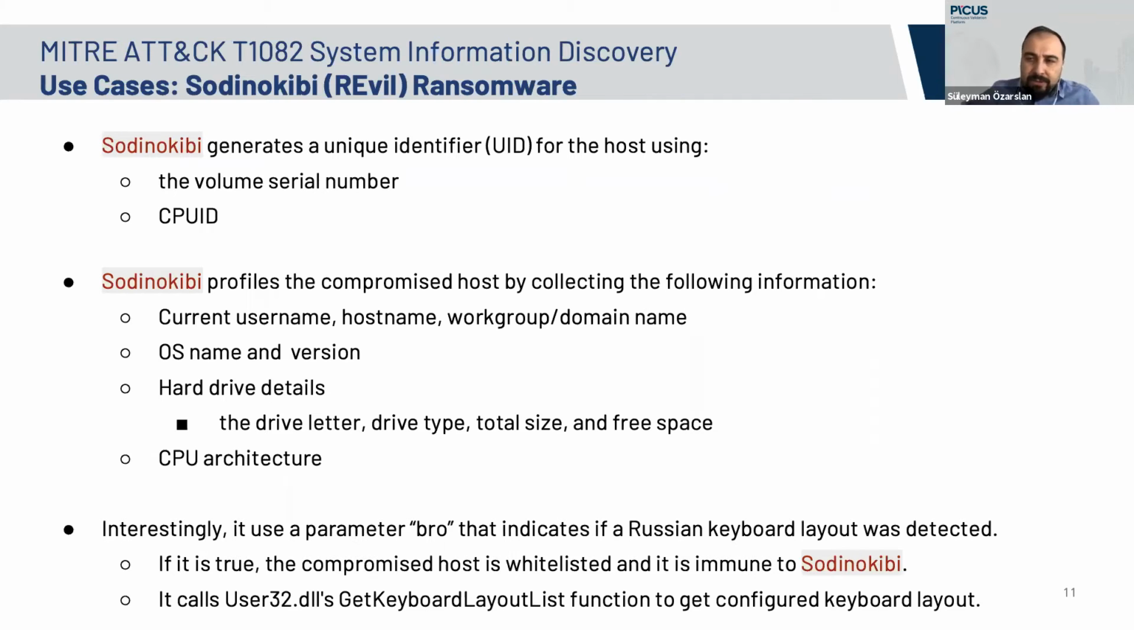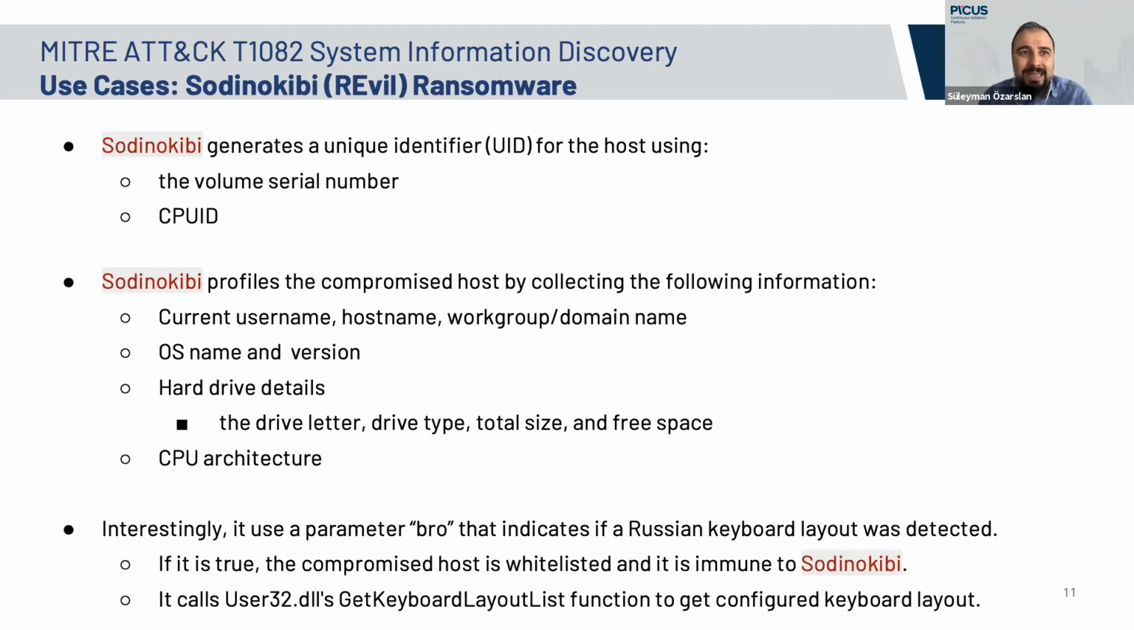And now I want to talk about an infamous ransomware. Sodinokovi, also known as REvil, generates a unique identifier for the host using the volume serial number of the hard disk and also the CPU ID. It also profiles the compromised host by collecting the username, host name, domain name, and operating system version. And it collects hardware information such as hard drive and CPU information. These are actually common information used by most malware.